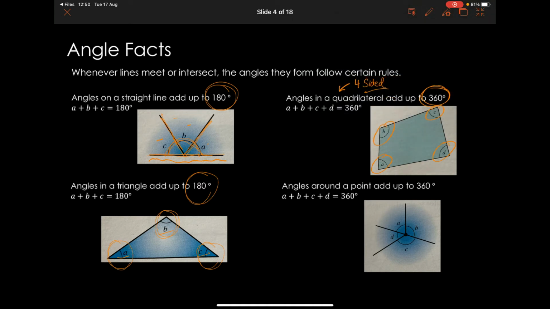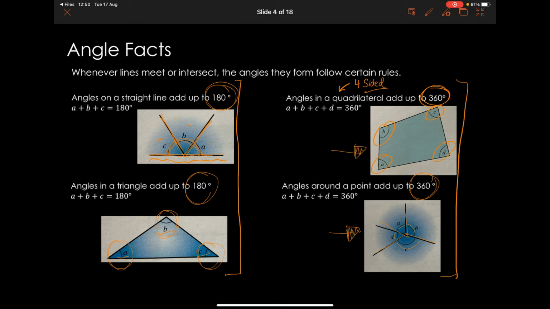Okay, so all of these lines here that meet in the middle and the angles that they create all add up to 360 degrees as well. All right, so you can remember these two add up to 180 and these two add up to 360. It's very, very important to remember these. It will make your life a lot easier if you remember them.